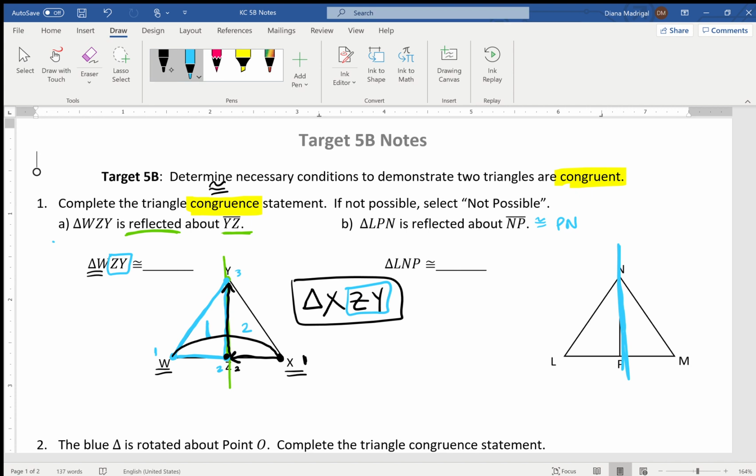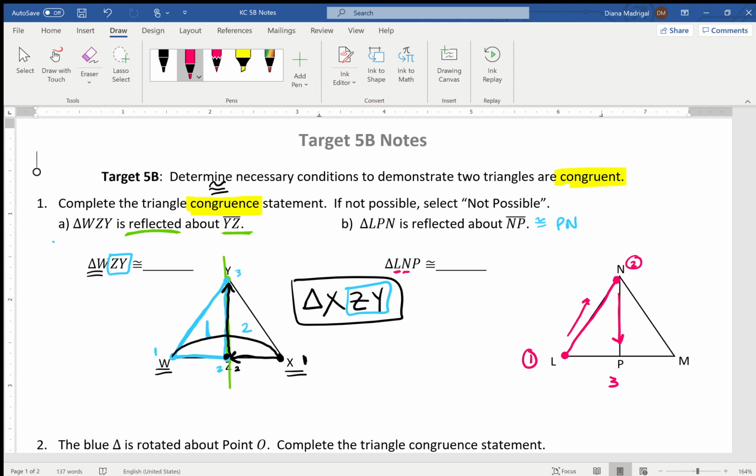Again, we're going to have to follow the order. It starts with L and P. Let me change my color here to pink. L is the first point, and it goes all the way up to N. N is your second point, and then it goes down to P. So P is your third point.